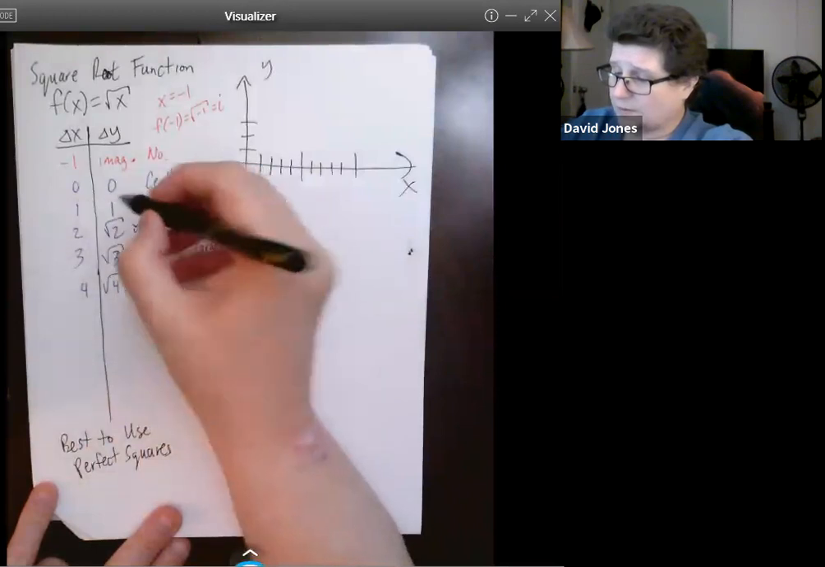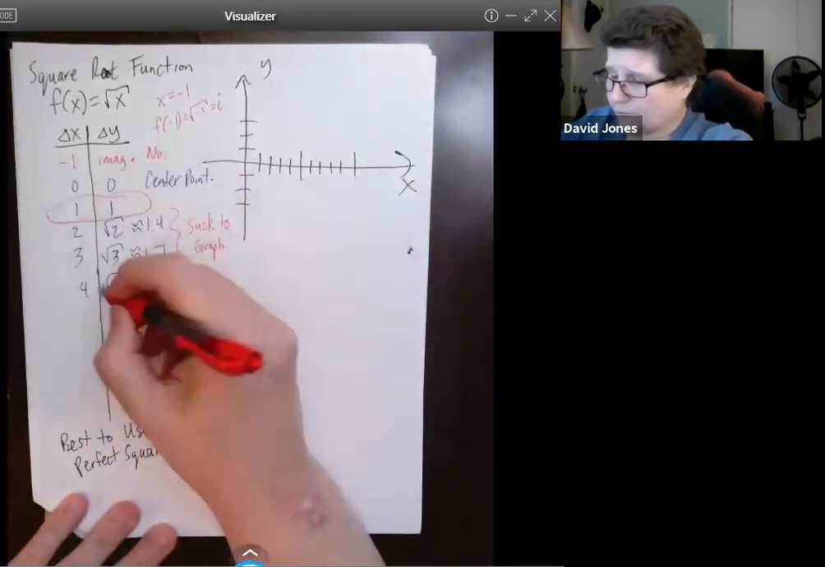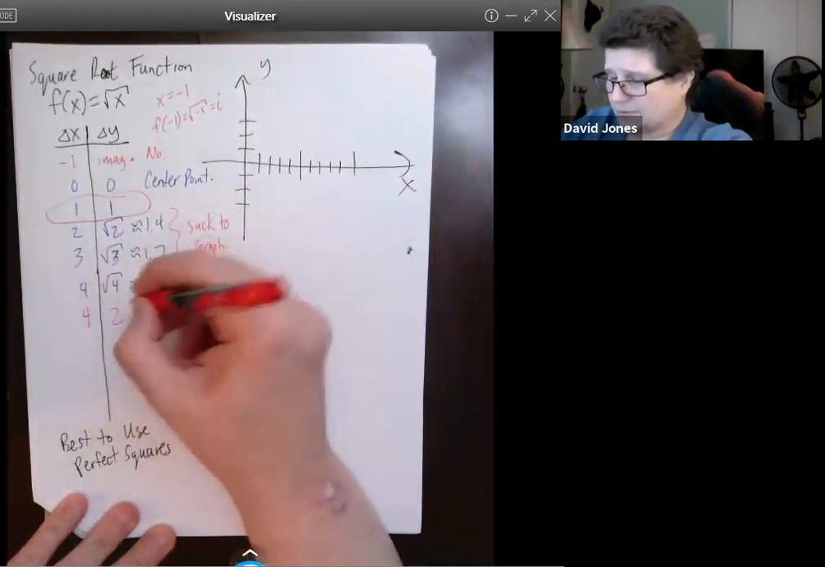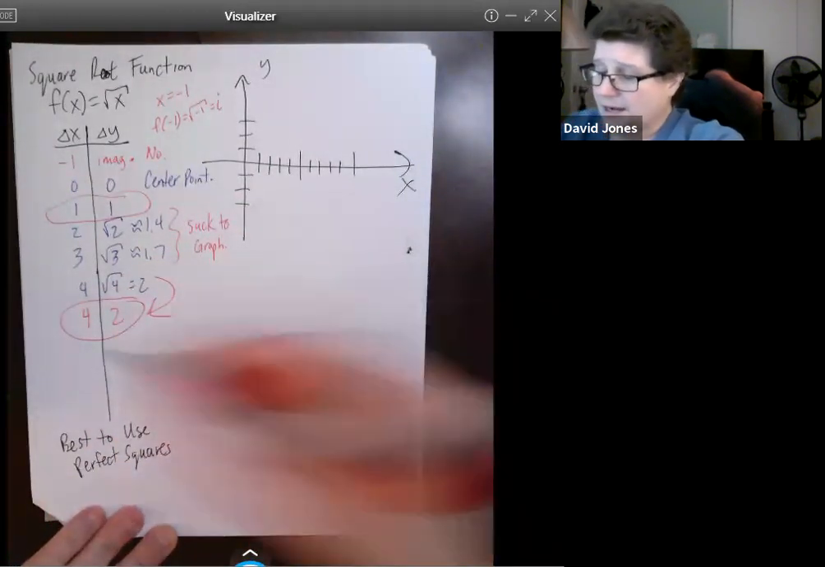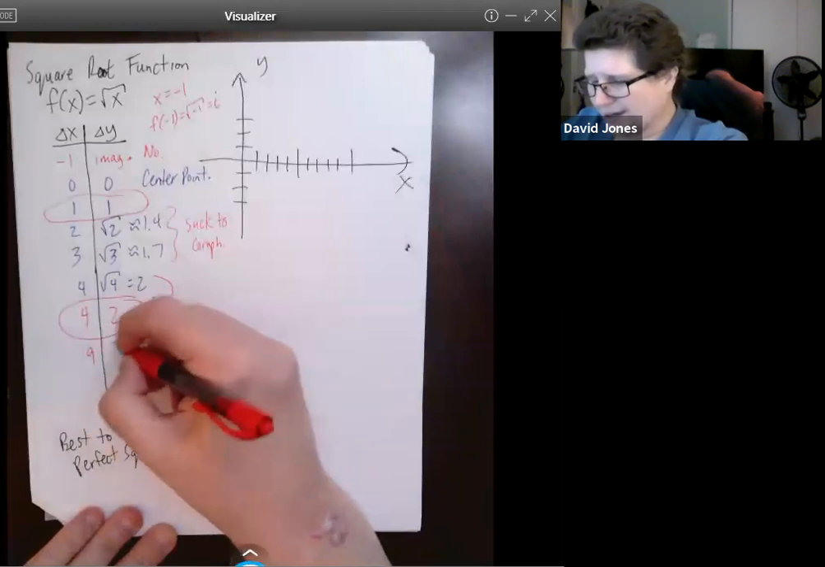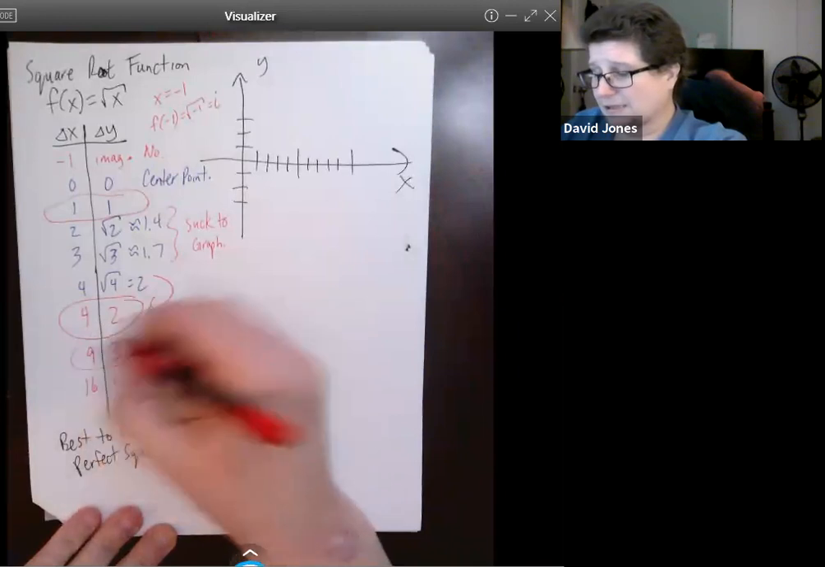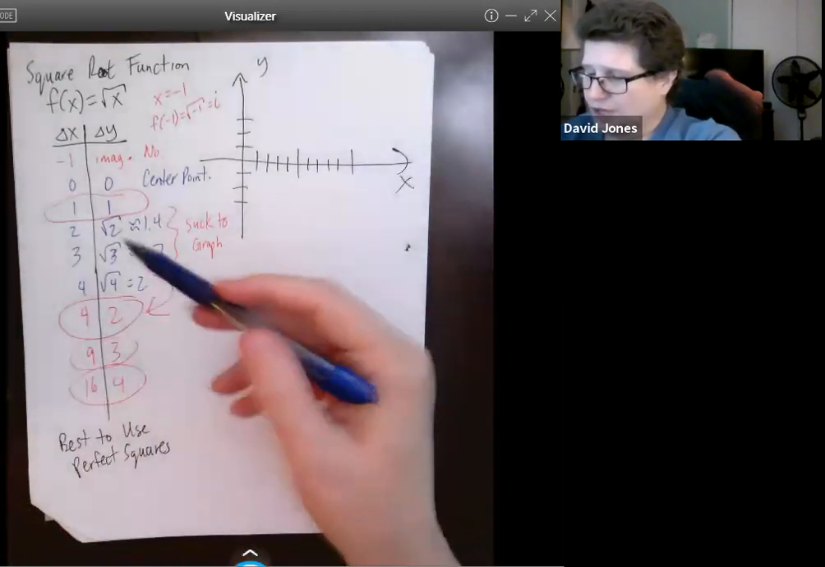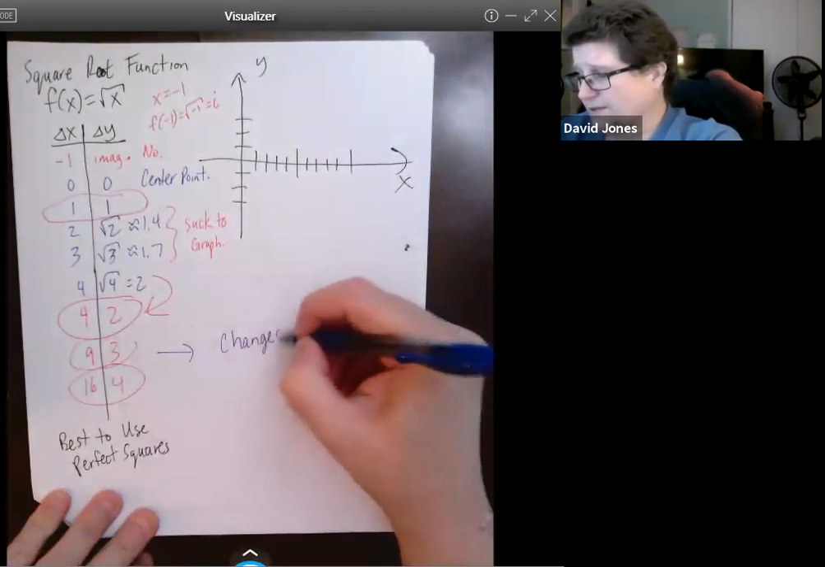So I've got 1, 1. I go right 4. I go up 2. I'm rewriting it right there, so it's all on the same line. If I plug in 9, the square root of 9 is 3. 16 would be 4. Which means, let's plot those. What I'm doing is changes from the central value. Changes from central point.